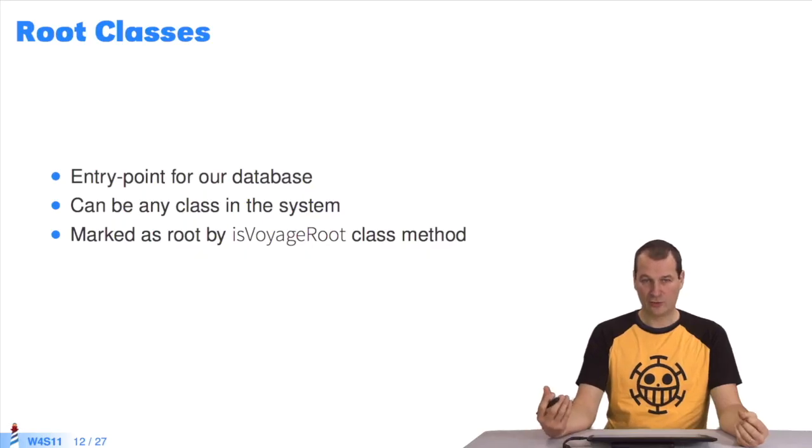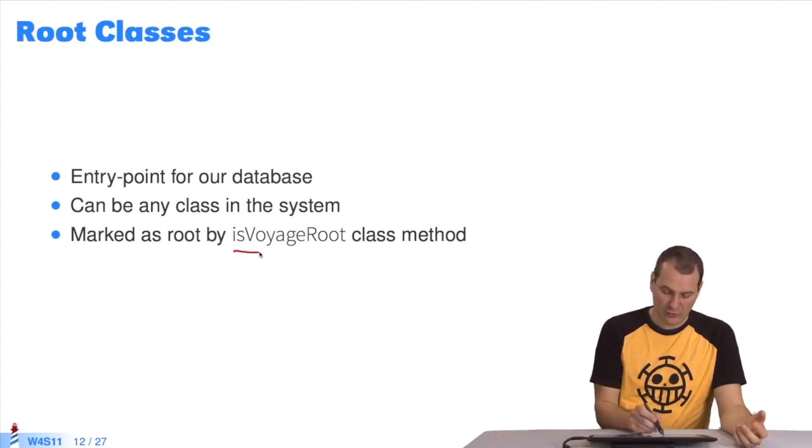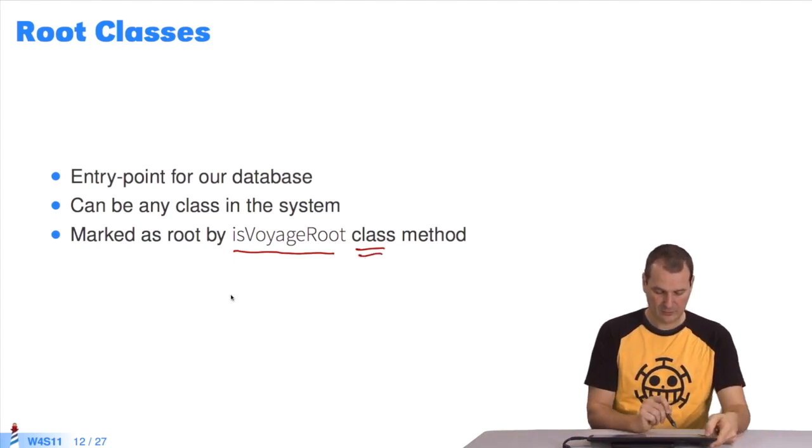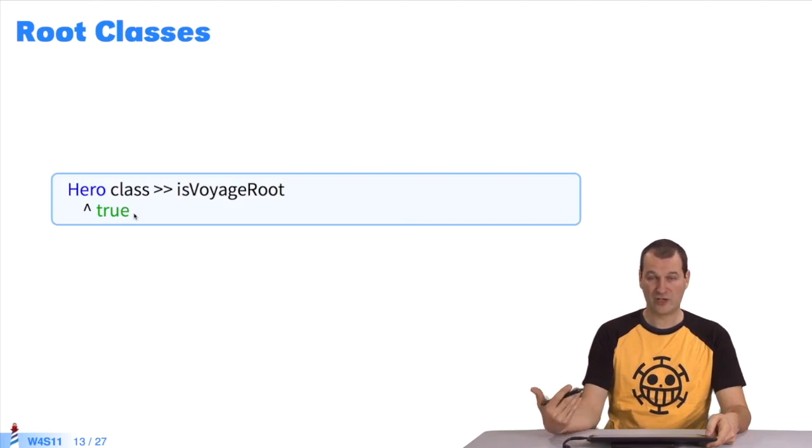Now the point is to find a way to declare that my domain classes are stored in a database. The root class idea gives us an entry point for our database. It can be any class in the system, and it is marked as the root with a class method. I emphasize class, called isVoyageRoot. This is how we do it for the hero class. isVoyageRoot returns true. At this point, Voyage knows I will be able to store my heroes in the Mongo database.